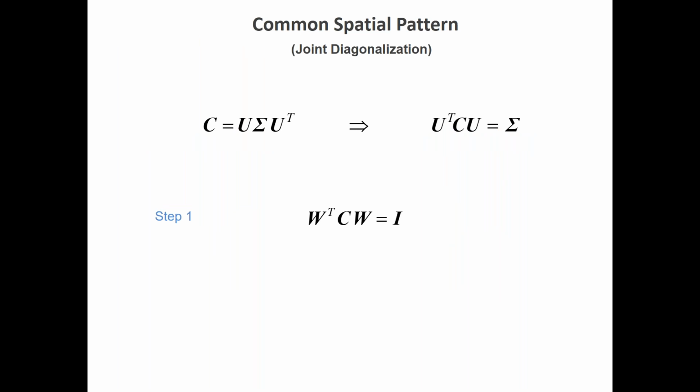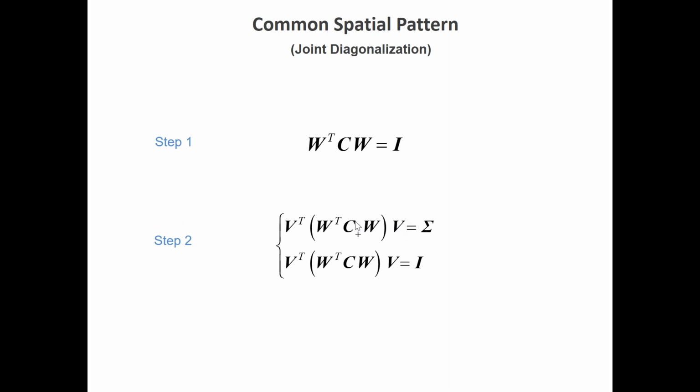So let me give you an example, which is the common spatial pattern. I mean, you can call it in several ways. There are many algorithms that work in this way. In any case, step one, as I told you, is the whitening step. So this will whiten the data, and the transformed covariance matrix will be the identity matrix.